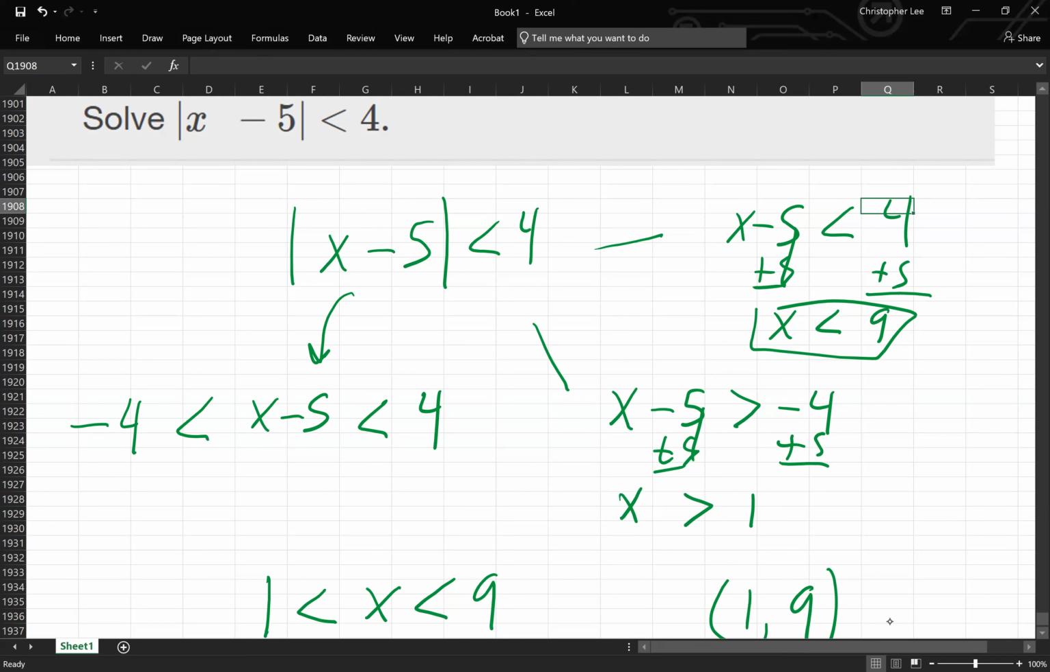When we're dividing, we switch the sign. But this is different though, because we're trying to solve for x. So it's going to give us two answers. I don't know if this second part helps a little bit, and then all you have to do is just add 5, add 5, add 5, and then you get back to 1 less than x less than 9. I don't know if that's easier. But yeah.